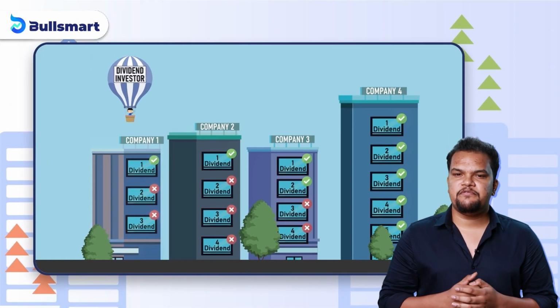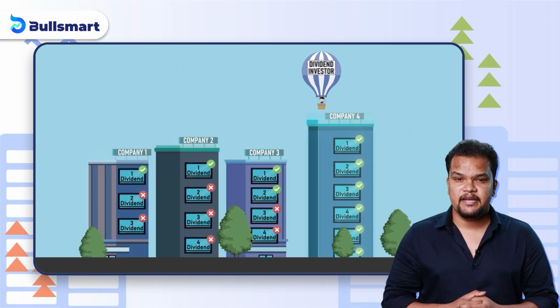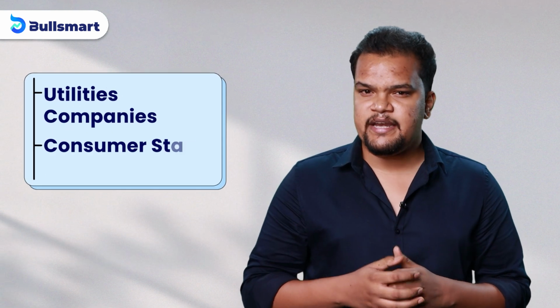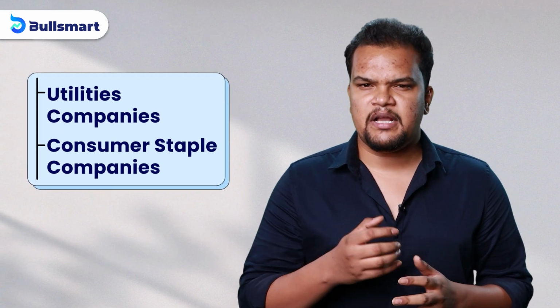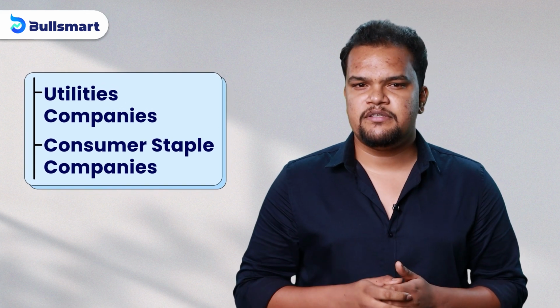Moving on to dividend investing. This strategy focuses on companies that pay regular dividends. Dividend investors seek out companies with strong histories of dividend payments and the potential to increase those payments over time. Such companies are usually well established and financially stable, providing investors with a regular income stream along with the potential for capital appreciation. Utilities and consumer staple companies are typical examples of dividend-paying stocks that attract conservative investors who prefer steady returns.